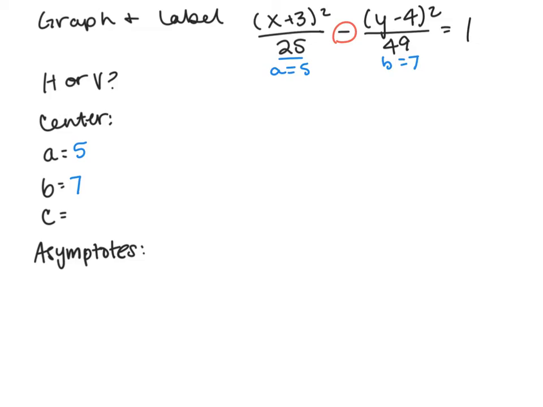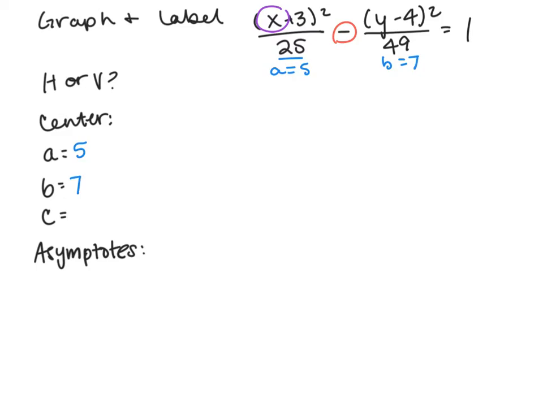That does not determine horizontal or vertical. What determines horizontal or vertical for hyperbolas is which fraction comes first, the x or the y. So in this case, with ellipses, it doesn't matter. Addition is commutative. You could switch the order. For hyperbolas, subtraction is not commutative. So whichever fraction, either the x or the y comes first, that tells you horizontal or vertical.